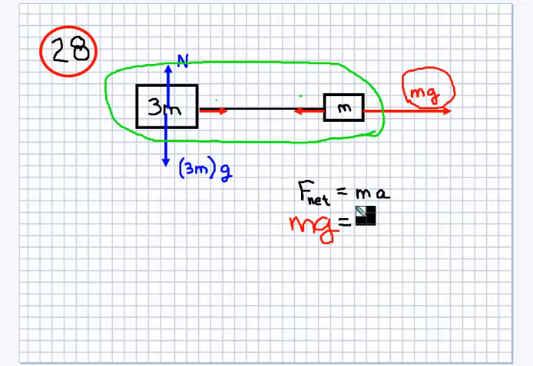Now, what do we use for the m of our system? Well, we've got 2 pieces, so I've got an m, I've got 3 more m's, so in total 4m should be my mass. And then from there, solve for the acceleration. You'll notice that the m's nicely cancel away.